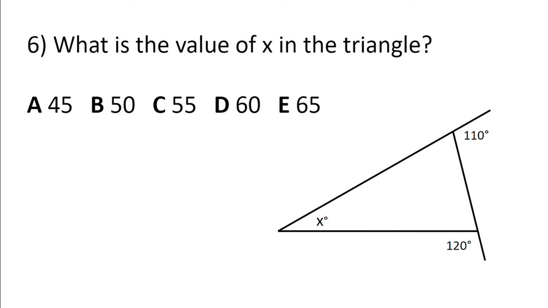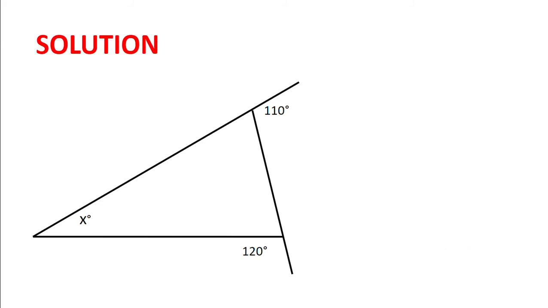What is the value of x in the triangle? Well, we know that angles in a triangle sum to 180, and the total of the angles on a straight line sum to 180. So we can find all three angles of the triangle. We first find 180 minus 110 is 70. 180 minus 120 is 60 here. And so x is 180 minus 130, which is 50.